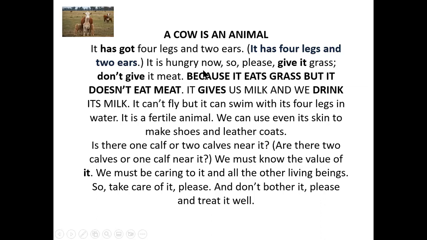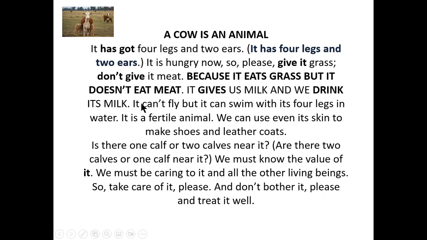It is hungry now, adjective. It is hungry now. So please give it grass. Imperative sentence. Please give it grass. Don't give it meat. Because it eats grass, but it doesn't eat meat. Which animal eats meat? A tiger.